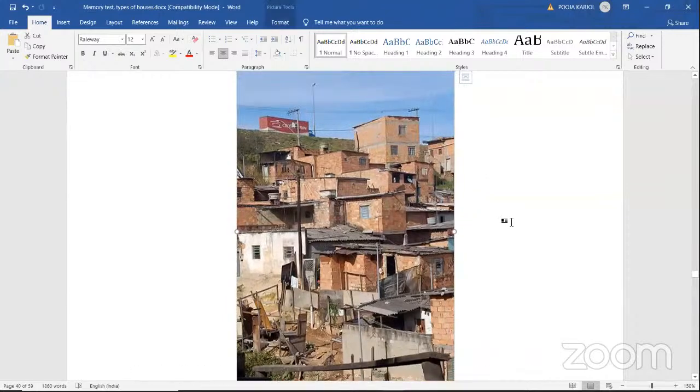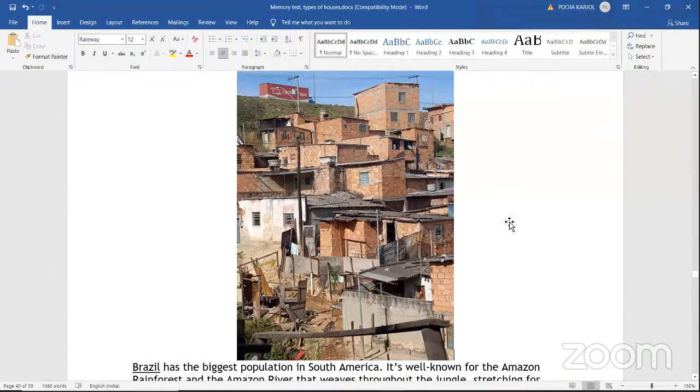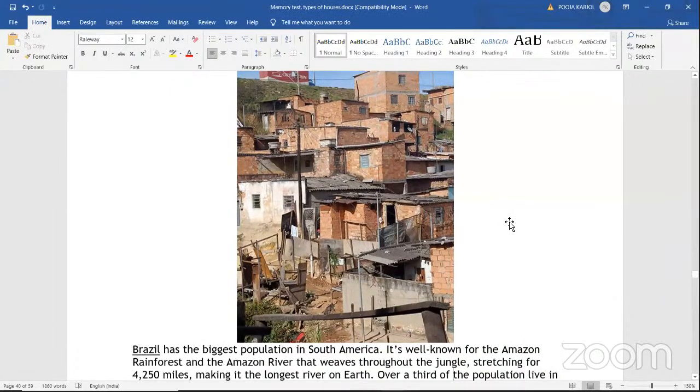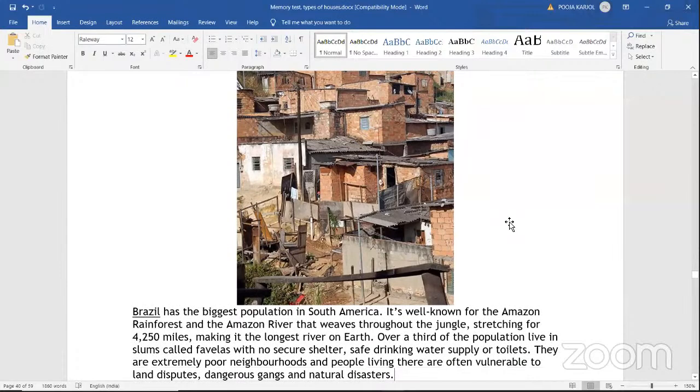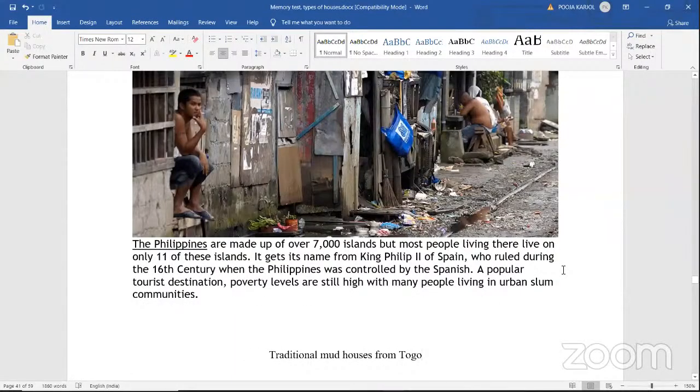Have you guys seen any movie scenes where Brazil is shown? Fast and Furious, yes. They don't show these, do they?